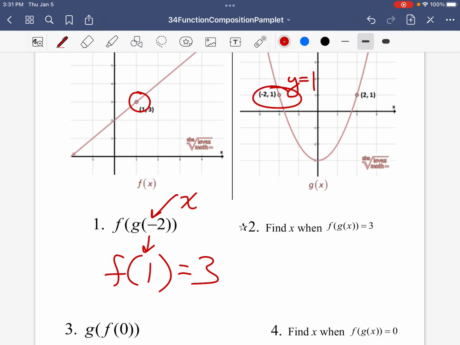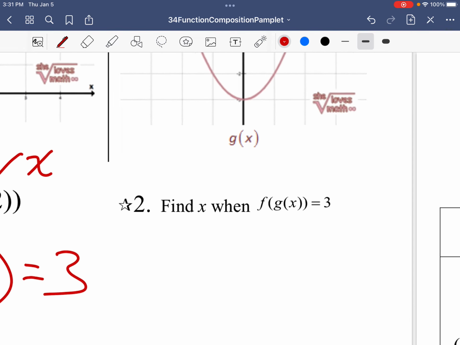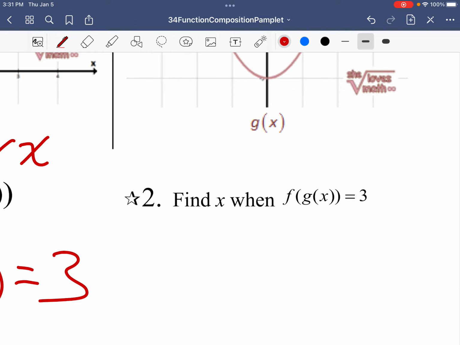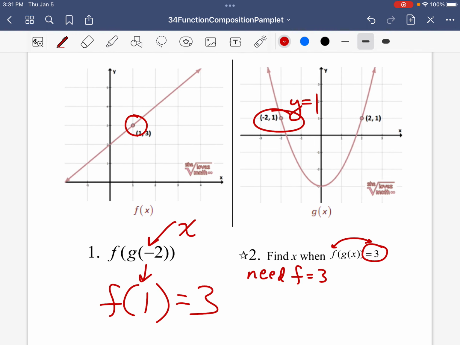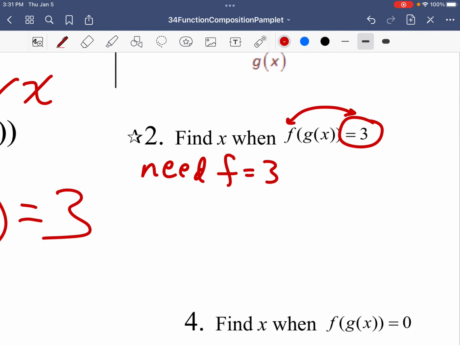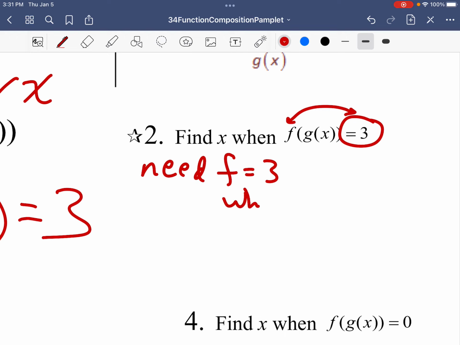Let's spice things up a little bit. Let's think a little bit backwards. Now, to think a little bit backwards, you notice that I'm giving you the answer. You want to realize that that's the answer of f. So it's kind of like saying that you need f to equal 3. Wait a minute, when does f equal 3? Well, f equals 3 when y equals 3, which happens when x equals 1. So I need f to equal 3, and again, that happens when x equals 1.